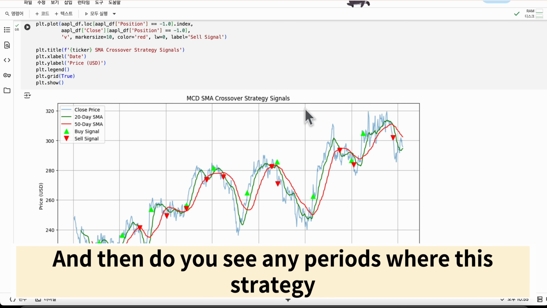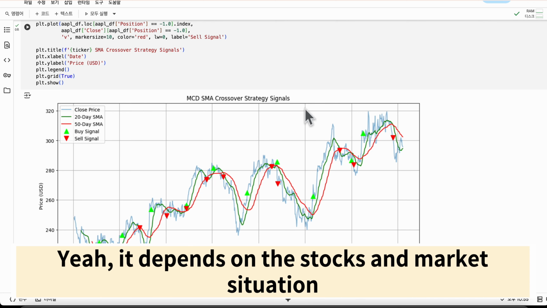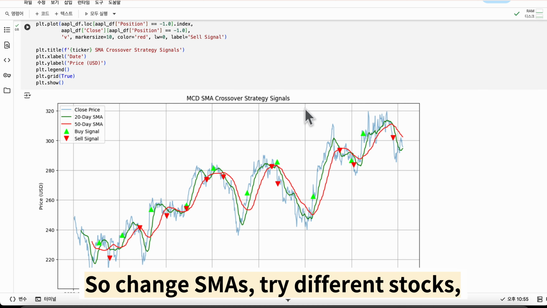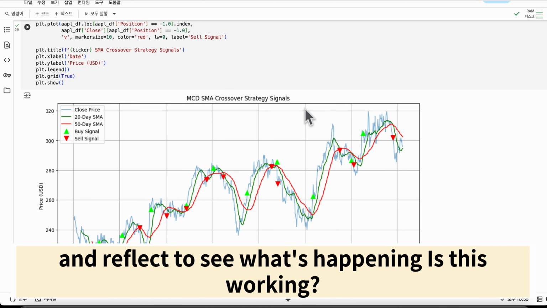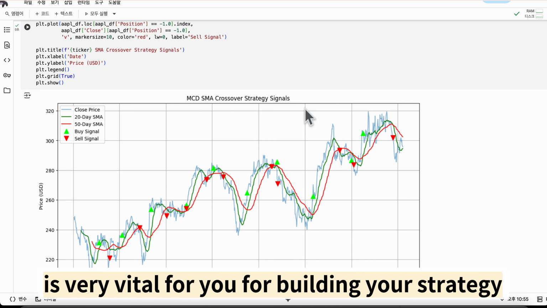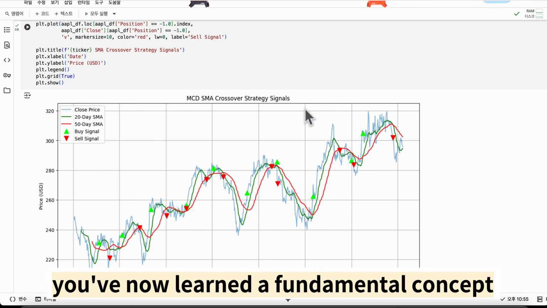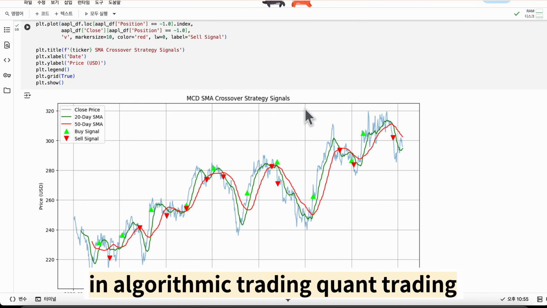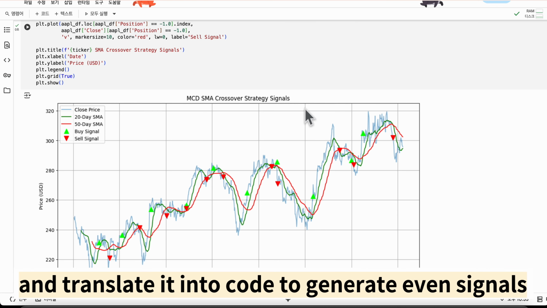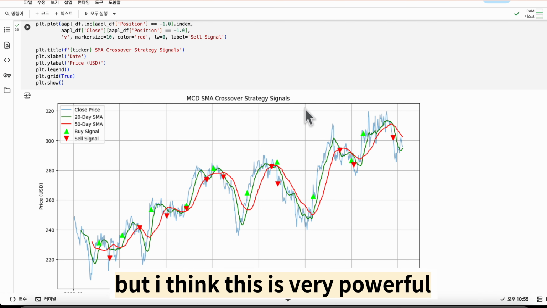Then do you see any periods where this strategy might perform poorly? It depends on the stocks and market situation. You've got to do your homework. Change the SMAs, try different stocks, and reflect to see what's happening. Is this working? This hands-on practice is vital for building your own intuition. You are becoming a professional, okay? You've now learned a fundamental concept in algorithmic trading, quant trading: how to define a rule-based strategy and translate it into code to generate signals. This is very basic and simple, but I think it is very powerful.